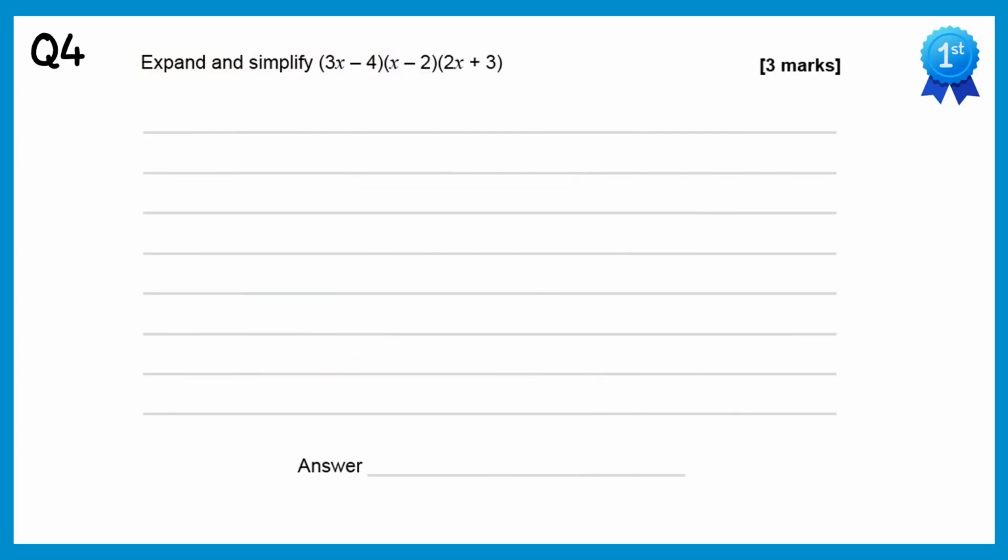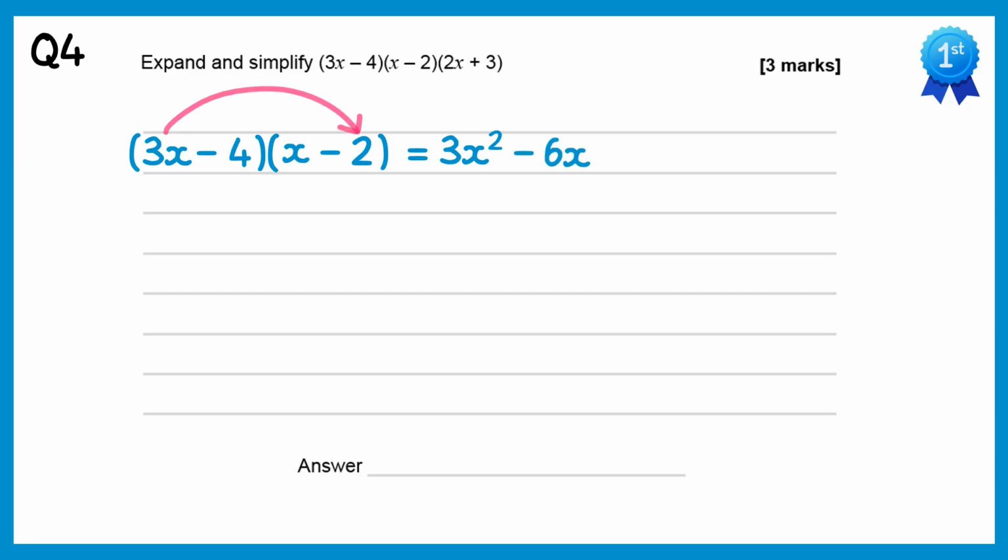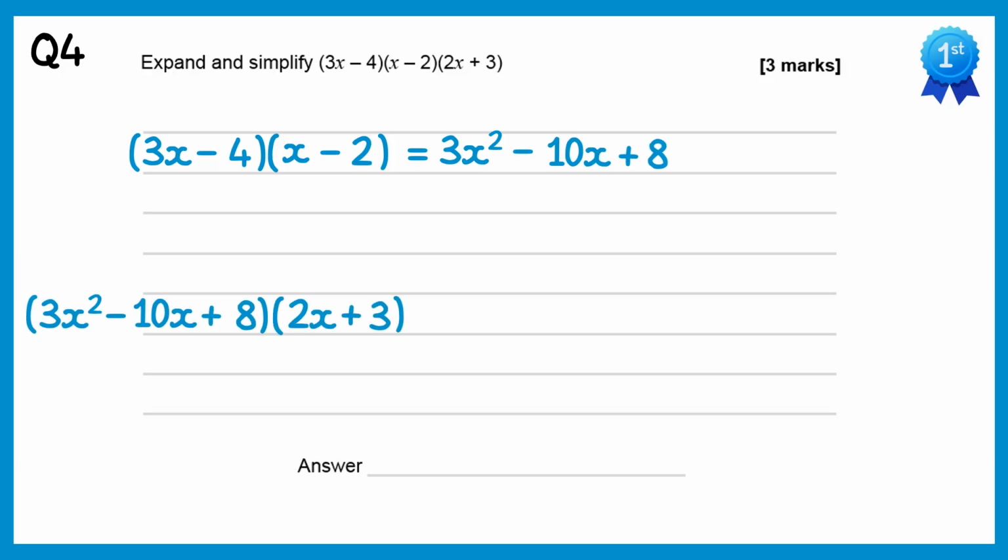For this question we have a triple bracket to expand. I'm going to expand the first two brackets. So we'll do 3x times x to get 3x squared, 3x times negative 2 to get negative 6x, negative 4 times x is negative 4x, and negative 4 times negative 2 is positive 8. You can simplify these two terms here, so we'll end up with 3x squared, take away 10x plus 8. We then times this by the final bracket.